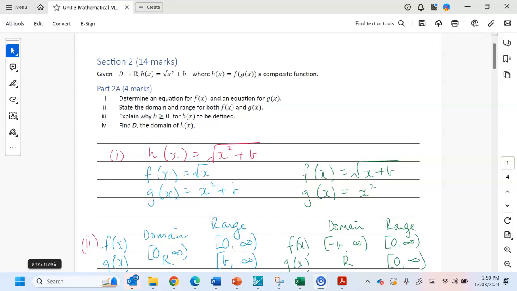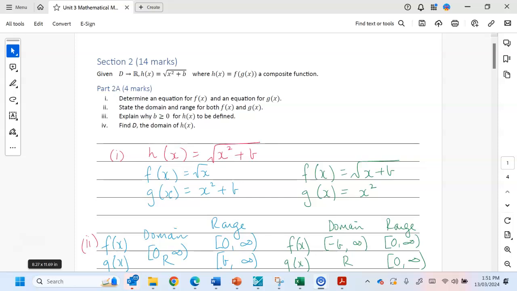Hi everyone, in this video we're going to go through the solutions for this homework that I gave you, which was actually part of the 2023 SAC. So you can see section 2 and then it's split up into different parts. So we're going to have a look at the solutions. The solution's already been done, but I will mark important parts and discuss it as we go through.